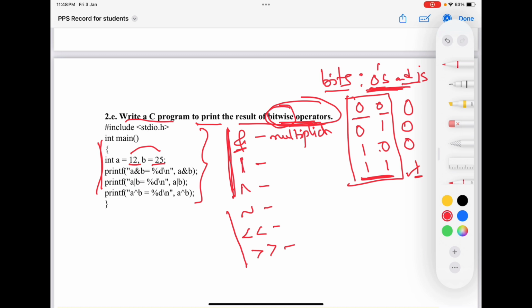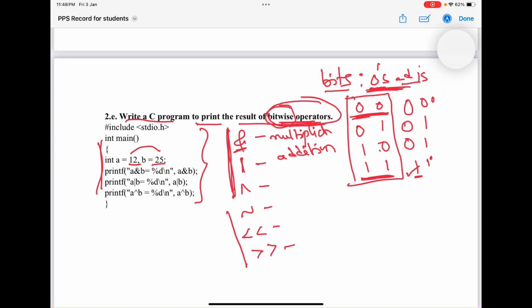Now let's see bitwise OR, which is as simple as your addition. That means 0 plus 0 is 0, 0 plus 1 is 1, 1 plus 0 is 1, 1 plus 1 is 1. This is your bitwise OR. Now bitwise XOR: for similar inputs it will be 0, and for dissimilar inputs it will be 1. 0 and 0 gives 0, 0 and 1 gives 1, 1 and 0 gives 1. Identical inputs give 0, and for your dissimilar inputs, it will be 1.